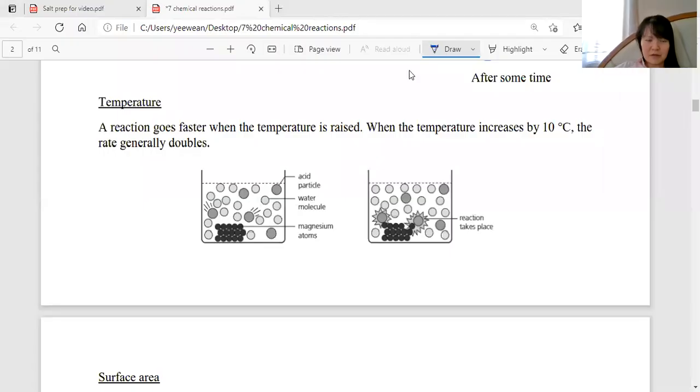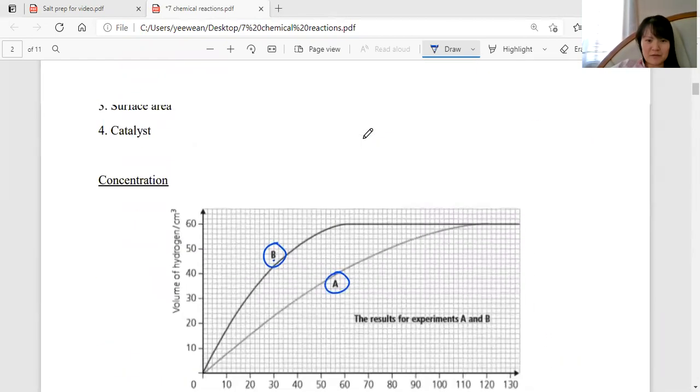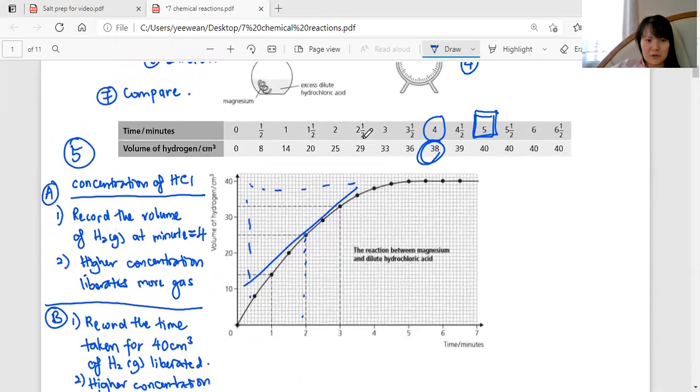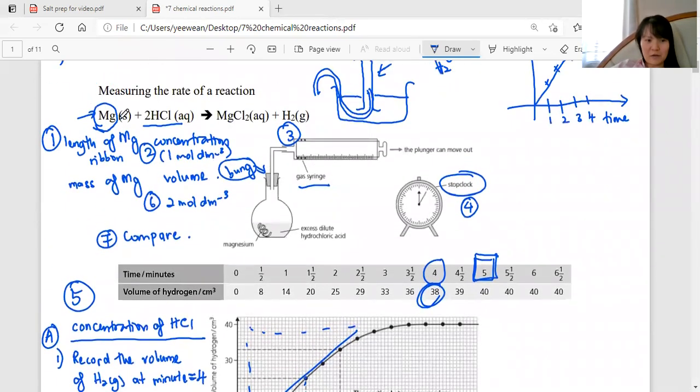What if our research is to investigate the effect of temperature on the rate of reaction? So to do an experiment on the temperature, we're going to do the same steps as what we did for concentration just now. Do mention all these things: the length or the mass of the magnesium ribbon, the concentration. This time it is going to be fixed at only one type of concentration, because this time I'm not going to vary the concentration. I'm going to vary the temperature.